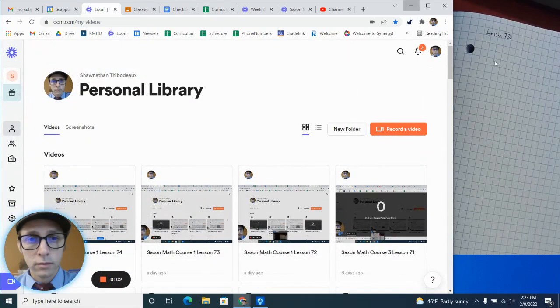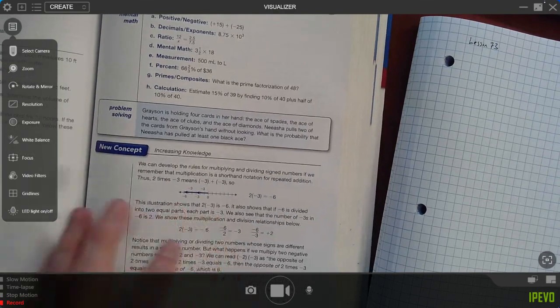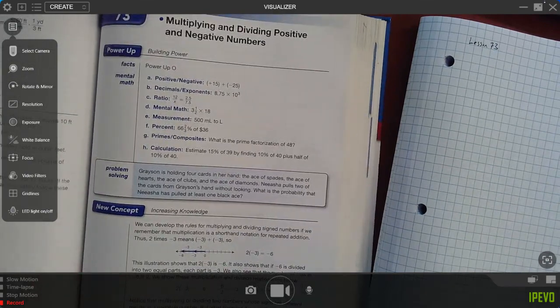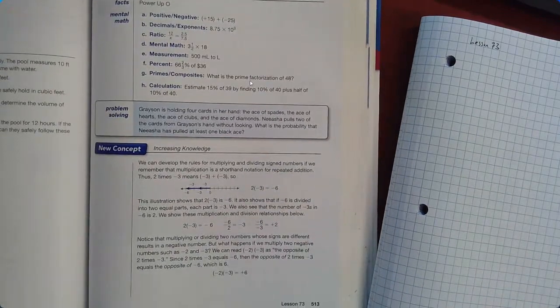Hey guys, so we got some stuff for you today. It's actually going to be pretty easy, I think. Multiplying, dividing positive and negative numbers. Okay, it's going to be pretty easy. You're just going to need to learn the trick.